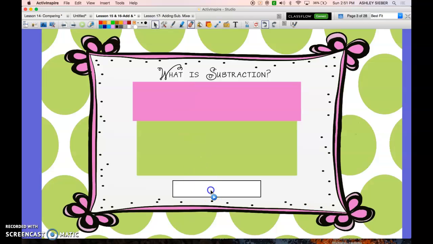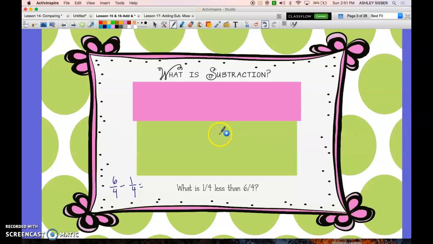Your turn. What is 1/4 less than 6/4? I know that that means 6/4 minus 1/4. What is 1/4 less than 6/4? Pause the video, show me a picture and a number line, then unpause the video to check your work.